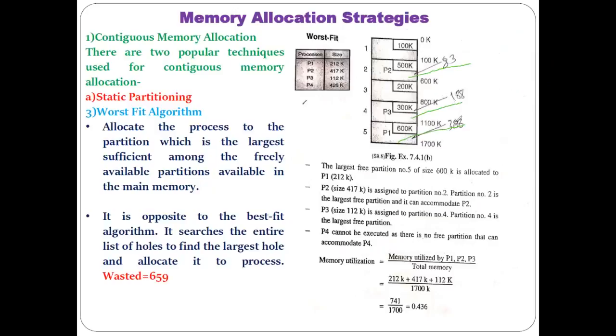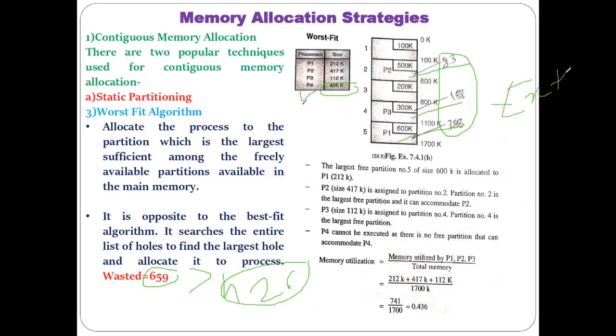And what is external fragmentation? In a particular memory, if you combine the unused memory and its size is more than the size required for a remaining process. What is this unused space? It's 659K in size, and it is greater than the size of process P4, which is 426K. But even then, you cannot allocate this available unused space to P4 because it is not contiguous. That is called external fragmentation.